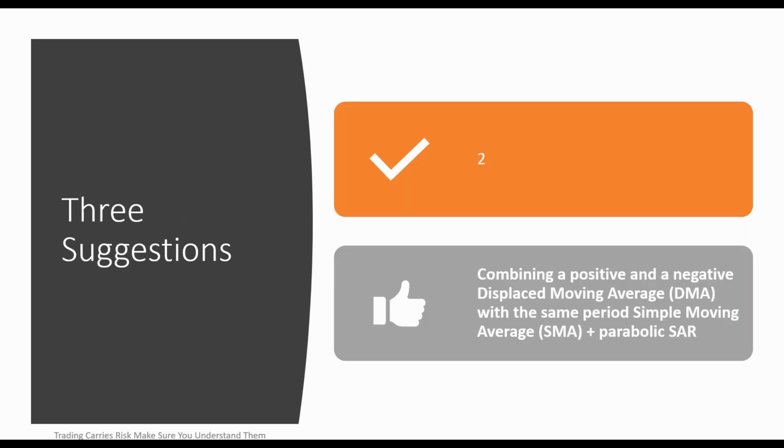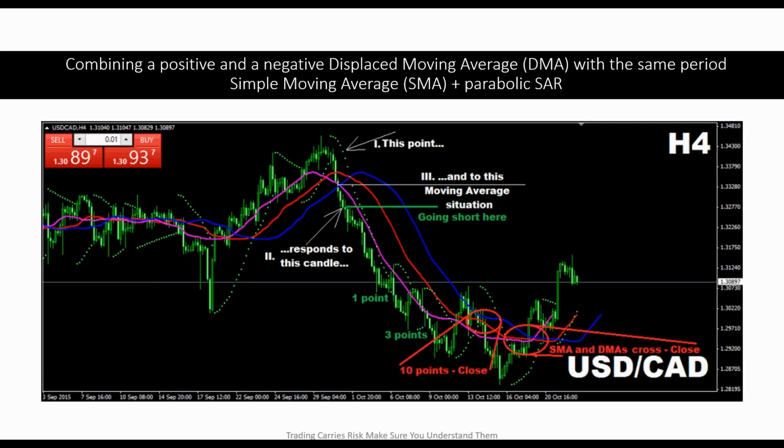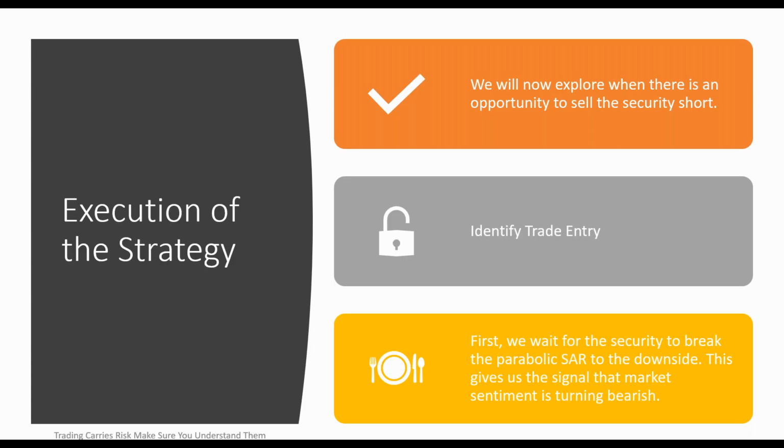Suggestion 2 is combining a positive and negative displaced moving average for the same period with an SMA. So say, hypothetically, a 5-period displaced moving average plus and a -5 displaced moving average, and then combine that with a simple moving average, where you're going to get 3 different moving averages. That gets very confusing, and it requires you to test and test and test. But that's another one of the possible scenarios. You see, you open it up to all types of choices for you.